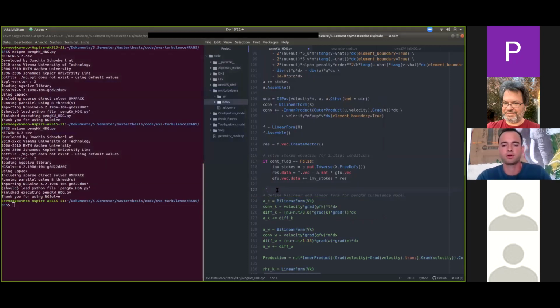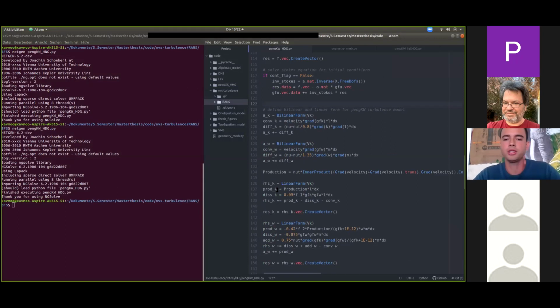So after we have our initial and boundary conditions, we continue with defining our bilinear form and linear form for our turbulence model, which is also quite straightforward. For our A matrix, we define firstly our convective and our diffusion term. Since we are using the IMEX time stepping technique for the RANS equation and for the turbulence model, we treat all terms implicitly except the convective term and the source terms for the turbulence model. So here we do it for k, and also for omega.